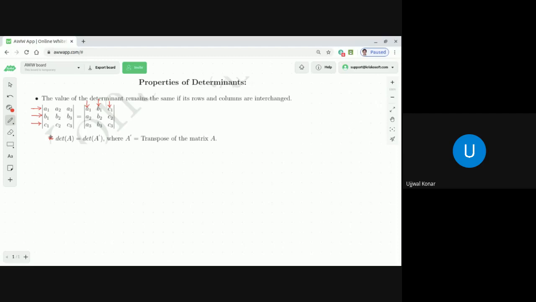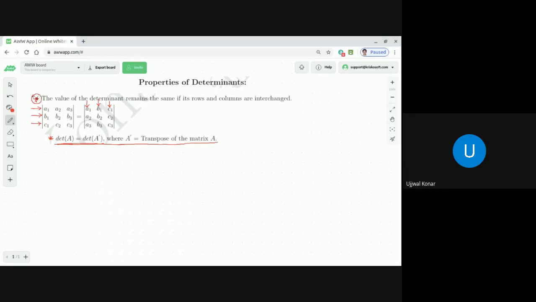Now remember, in a square matrix, if we interchange the row and column, the matrix we obtain is known as the transpose of that matrix. So from this property, the determinant of a square matrix is equal to the determinant of the transpose of that square matrix. By the way, a square matrix is quite obvious, because without a square matrix the value of a determinant is not possible. Here A prime is the transpose of the matrix A. This is the first and a very important property.